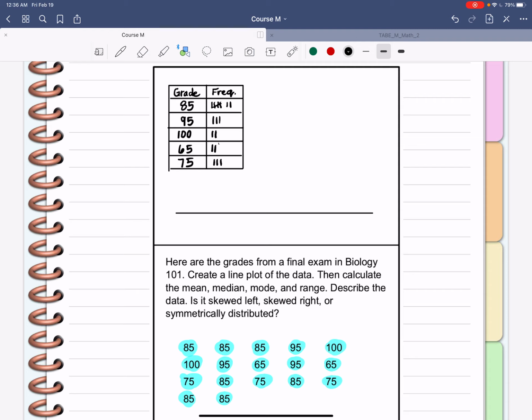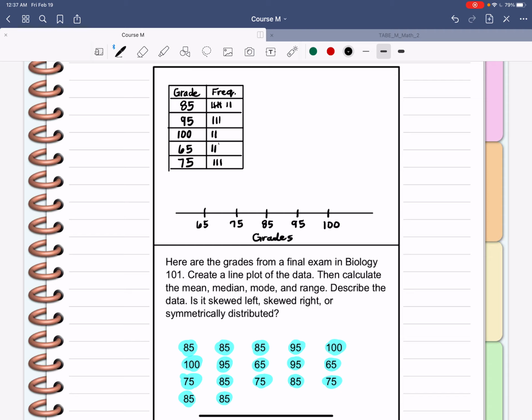So put the line down, and you have 5 data points. So we're going to say 1, 2, 3, 4, 5. And just do your best to get them spaced correctly. So we have the lowest score is a 65. Then we have a 75. We have an 85, a 95, and then that top score of 100. So these are the grades.